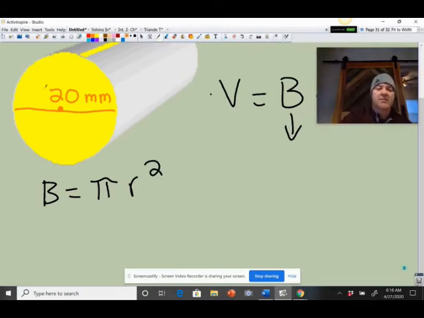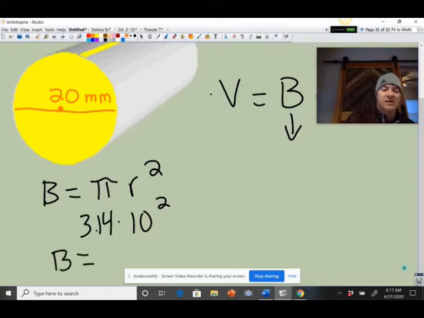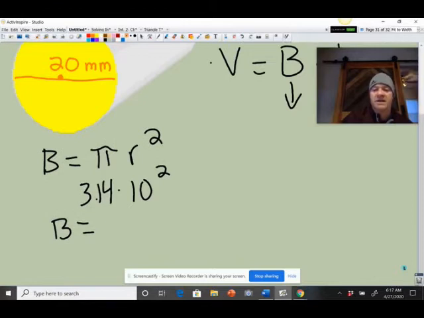The radius is halfway through the circle. This 20 is all the way through the circle. So this is going to be 10 squared times 3.14. The good news is we actually don't need a calculator for this one. Why? Because 10 squared is 100, and 100 times 3.14 comes out to be 314. So this is the area of the base.